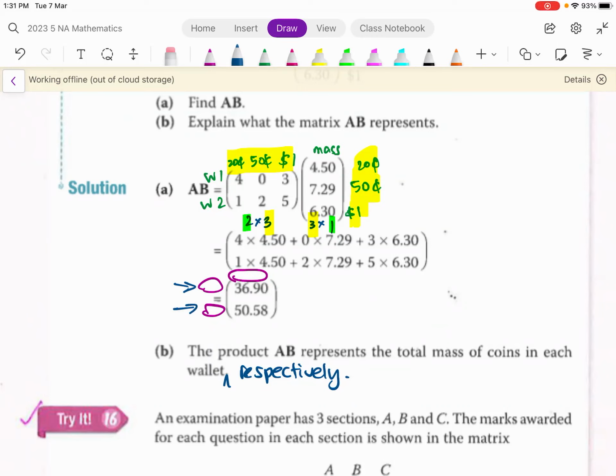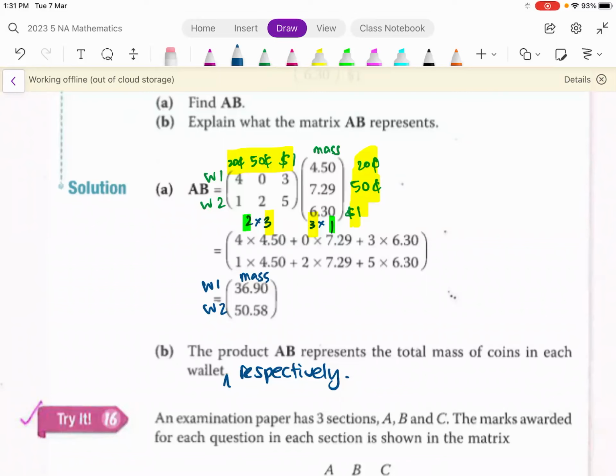Wallet 1, wallet 2 lah. You just copy down whatever header was not used, whatever is left over. Put down wallet 1, wallet 2. So what about the one on top? Mass. Yes. So after you multiply your matrices, you will end up with an answer with the headers that remain. Okay? So the inner headers, the 3, 20 cent, 50 cent, $1, those that are the same, remove already. We're only left with wallet 1, wallet 2, and mass.